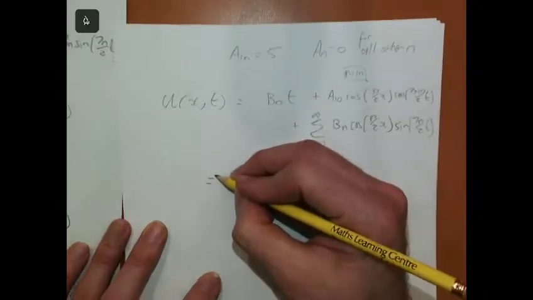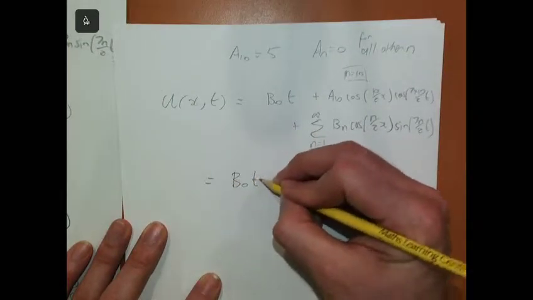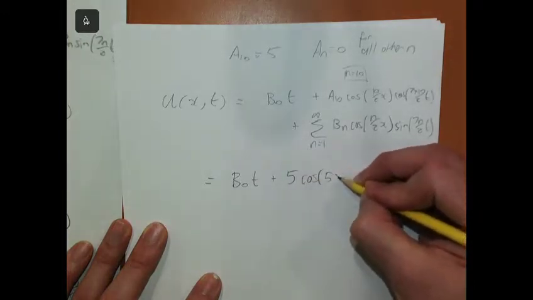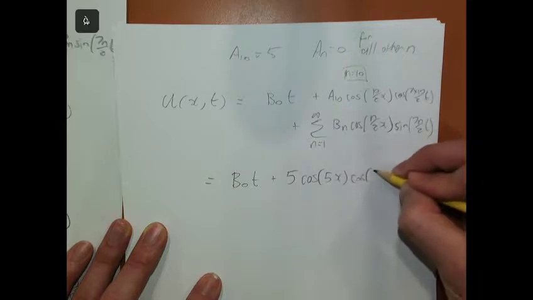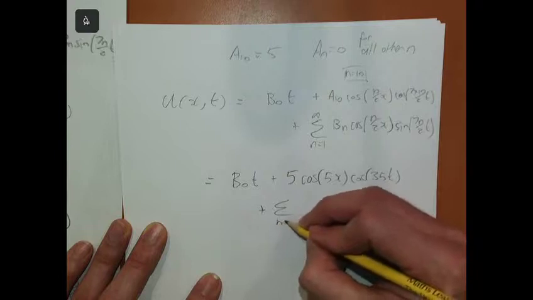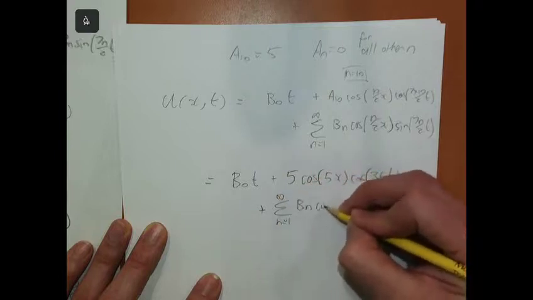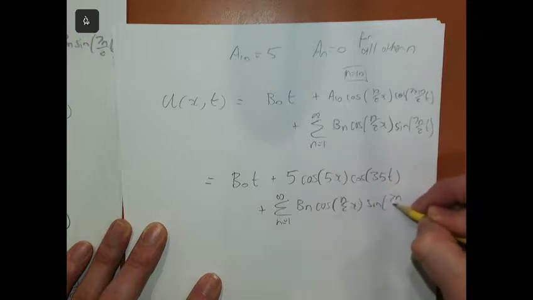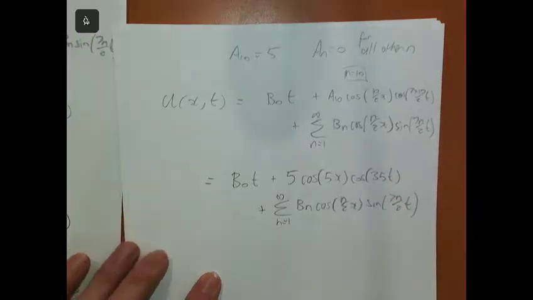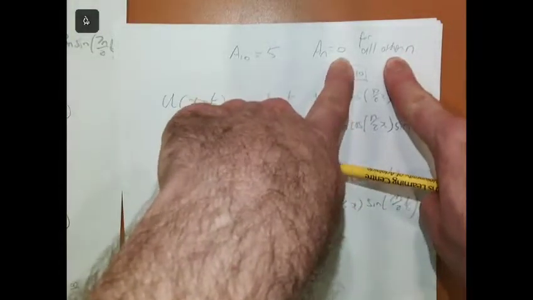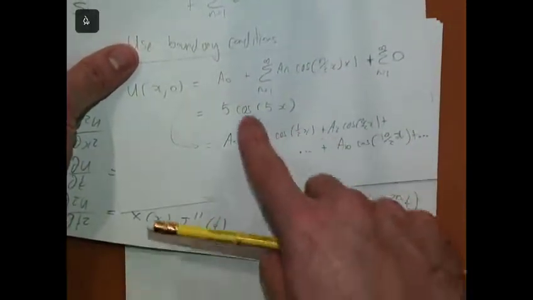So just for completeness' sake, that's b naught t plus a10 was 5 cos 5x cos 35t plus all the rest of this stuff. Yes. You say at the top there, a_n equals 0 for all other n. Yep. Why do you say that? Because none of the other n's give me something that matches with this.